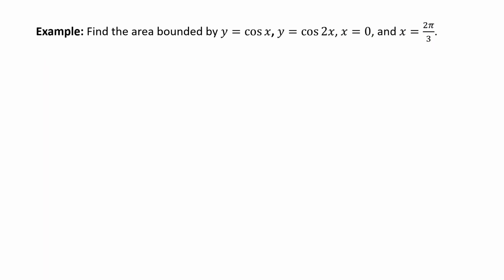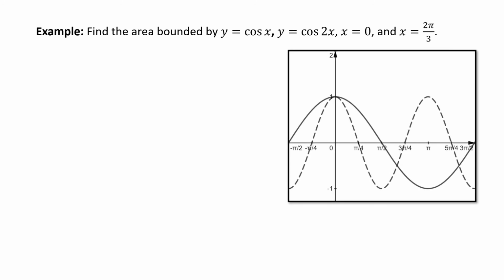Now back to the problem at hand. Find the area bounded by y equals cosine x, y equals cosine 2x, x equals 0, and x equals 2 pi over 3. Let's begin this by sketching the graphs. The graph of cosine x is drawn solid. The graph of cosine 2x is drawn with dashes. And we want the region bounded by x equals 0 to x equals 2 pi over 3.